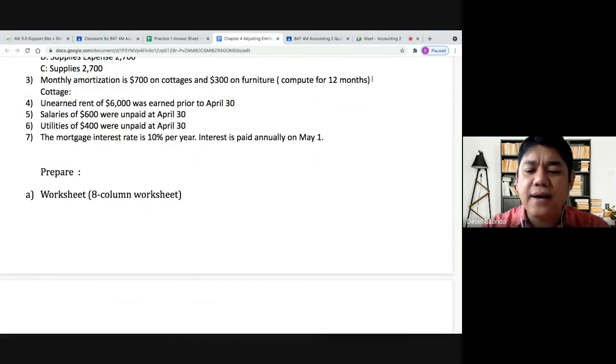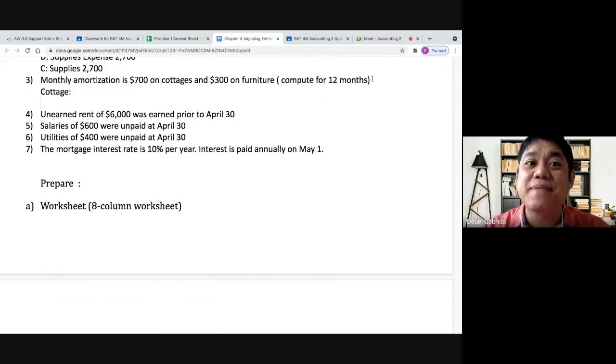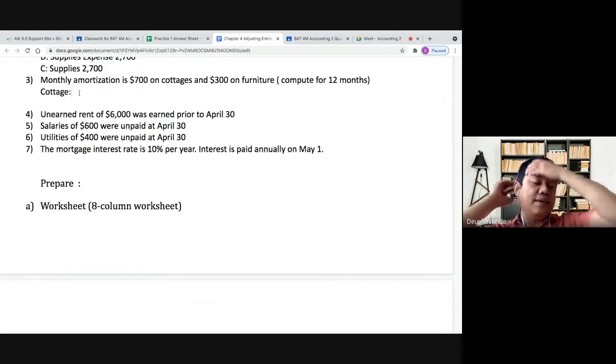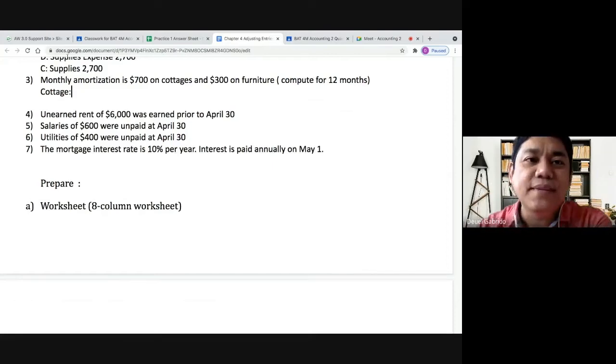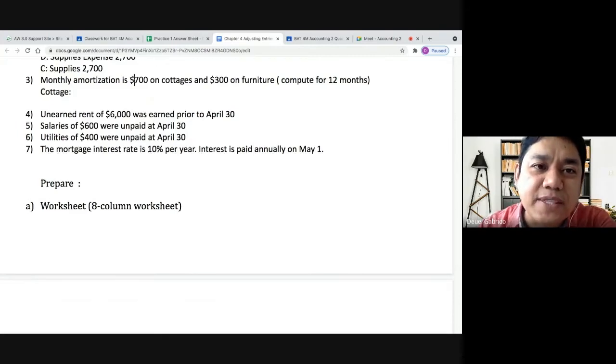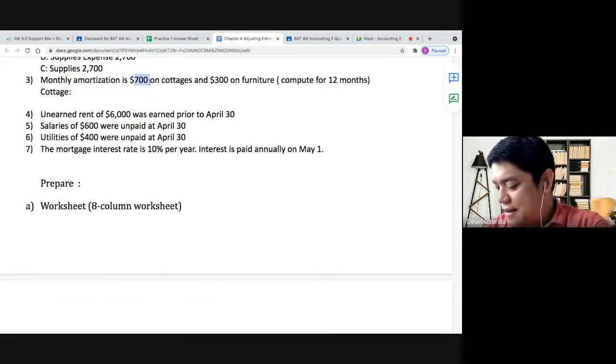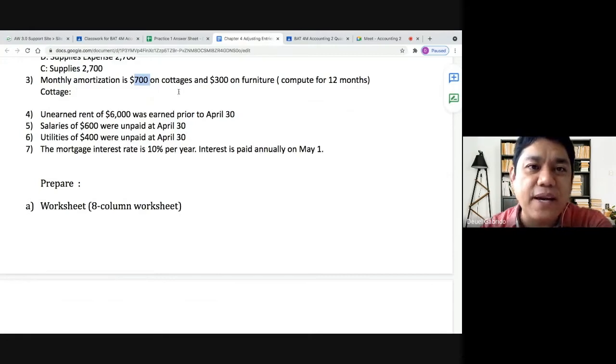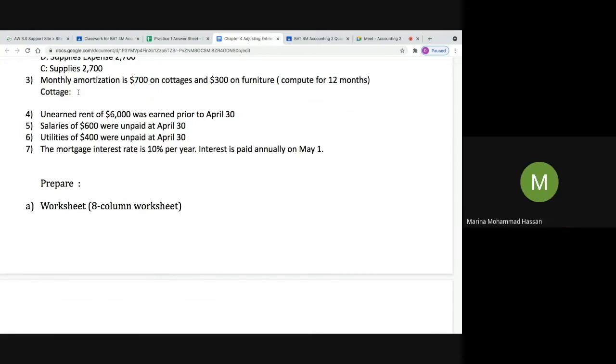So what they did not ask us, but they just gave us a number. For depreciation, the decrease they say is $700 per month, and we are computing for the 12 months. So how much would that be if I ask you? What shall we do? They gave us already the depreciation. We don't need to use the declining balance method or the straight line method, but we have to use this number. So what shall we do? To get the 12 months depreciation of the cottage, multiply by 12 months.